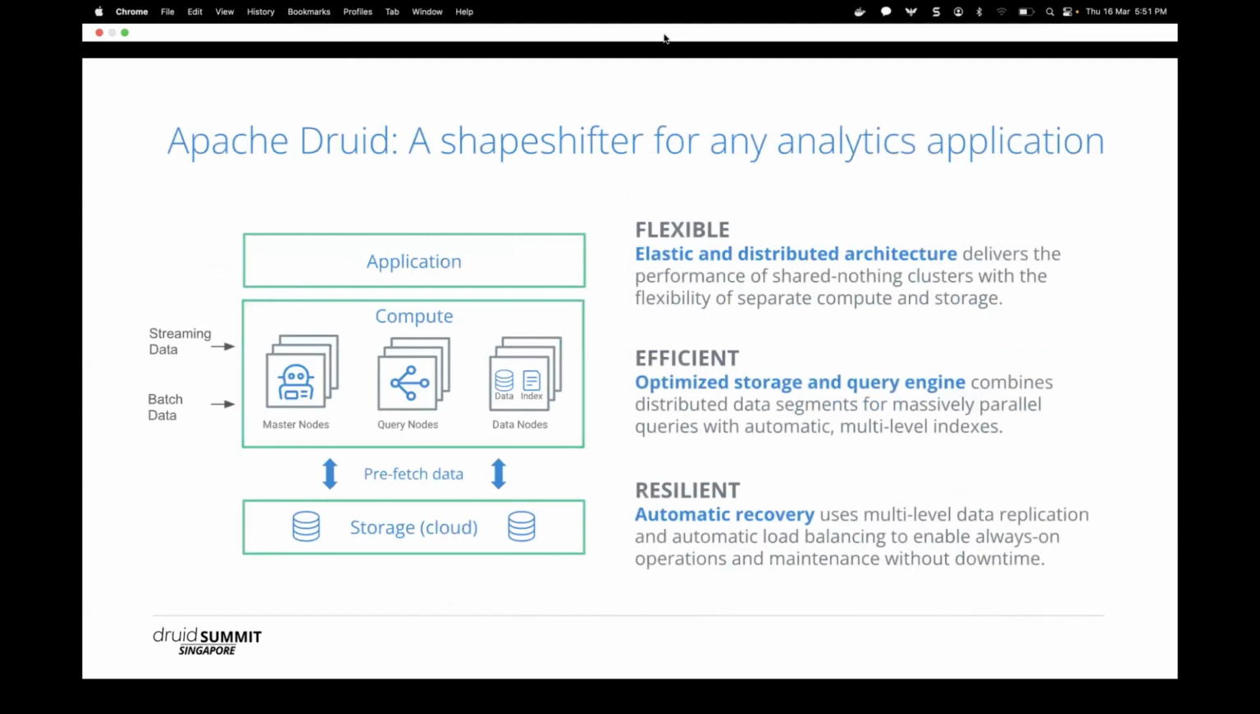Right, so Druid gives us three things. It's very flexible because it has an elastic and distributed architecture, a shared nothing cluster with separation of compute and storage. It's very efficient because the query engine and the storage are optimized together. The query engine and the data format are optimized together because Druid uses an internal format. It does not store data in a standard format. It has its own format. And it is resilient because there are multiple levels of data replication and automatic load balancing going on in Druid.